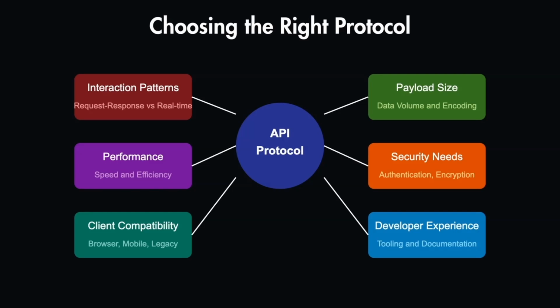So these are the most common types of API protocols. There are many more, but usually in 90% of cases you would see only these protocols. And when choosing the right one, you should mainly consider the interaction patterns.